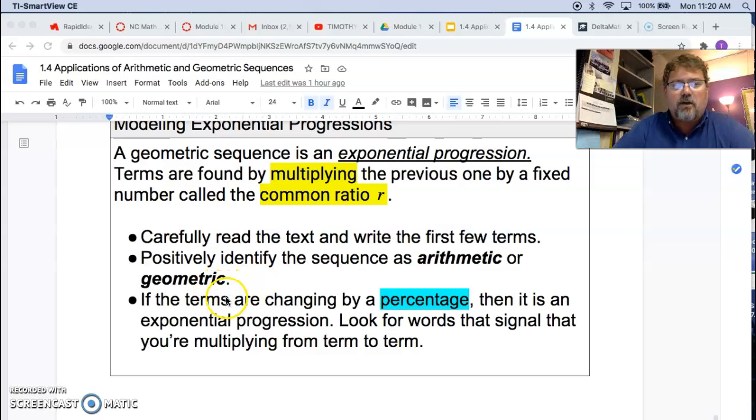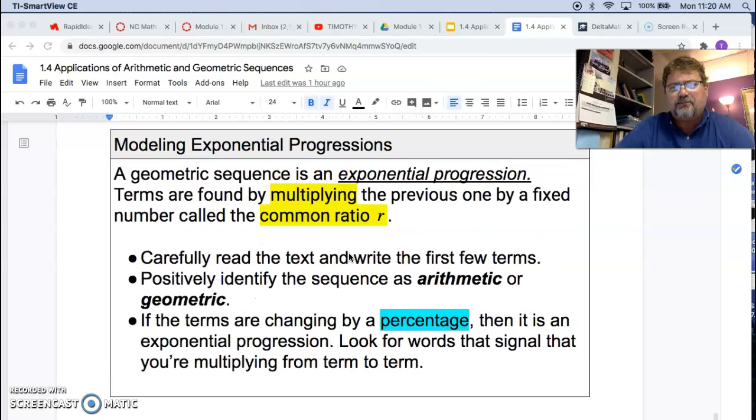It says if the terms are changing by a percentage, this is important, I put it in blue so it'd be different, then it's an exponential progression. It's geometric. If it's changing by a percentage, it's geometric. All right, so don't get those confused. Anytime they use a percentage and it's changing on a daily basis, monthly basis, weekly basis, it's geometric. And finally, look for the words that signal that you're multiplying from term to term. That's how you spot one of these exponential progressions or a geometric sequence, okay?